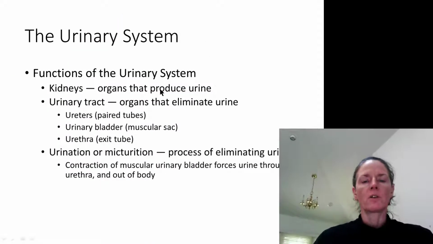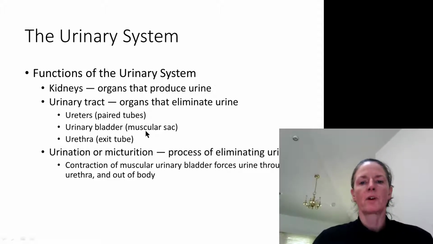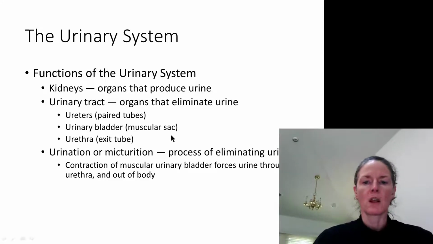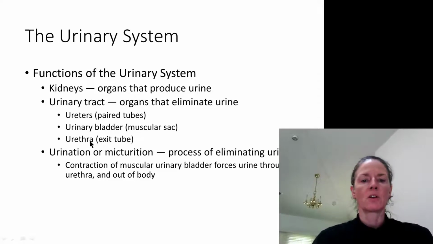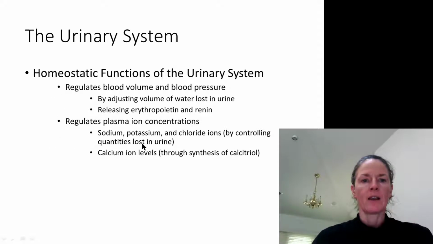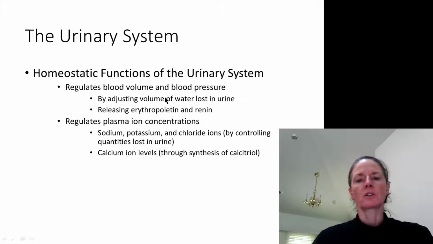All right, so one of the things we know the kidney does is it produces urine. And then, of course, from there, we're going to have the ureters be the pathway to the urinary bladder. And this is a muscular sac that fills throughout the day. And then when it gets filled, then the person can micturate or urinate and void that excess urine through the urethra.